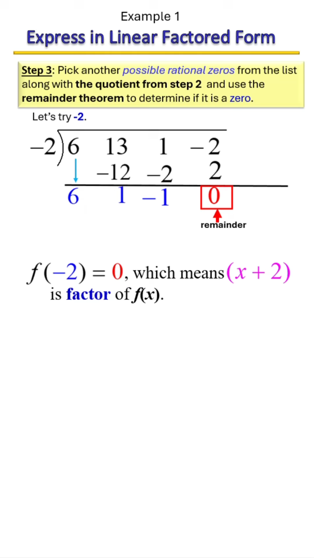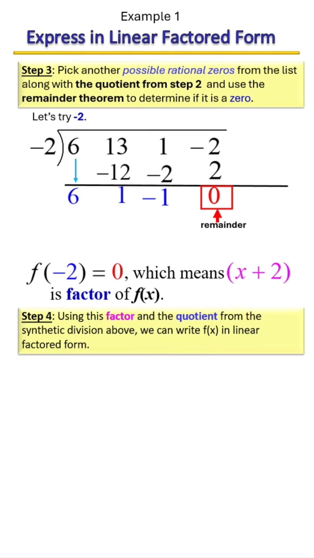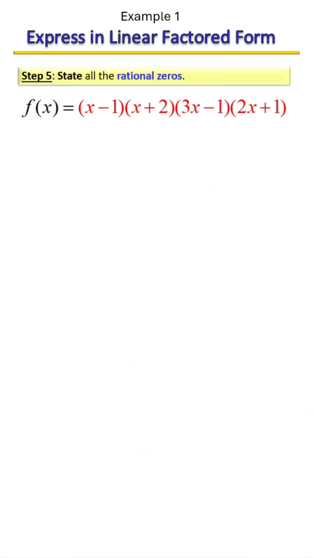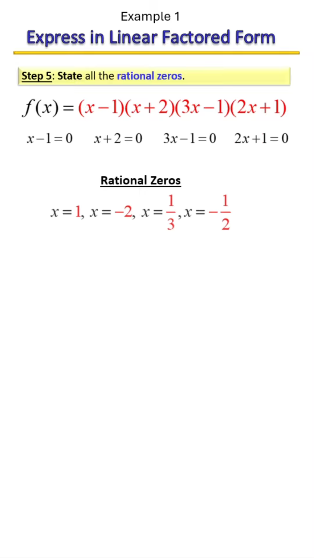So now we have 2 zeros that we found, and we are also going to go ahead and write our quotient. So writing that 1 degree less, it would be 6x squared plus x minus 1. We can then factor that trinomial into 2 binomials, and there is the linear factored form for this polynomial. For your homework, if you're asked to state what are the zeros, all you have to do is take each parenthesis, set it equal to 0, and solve for x, and those are your 4 zeros of this polynomial function.